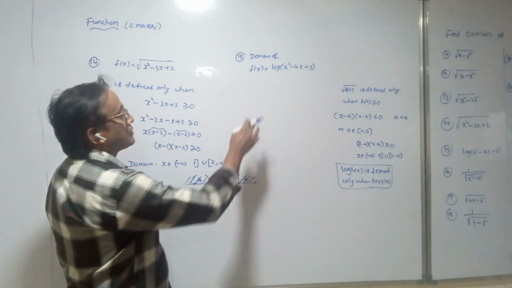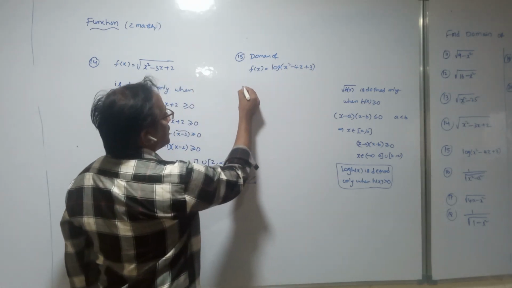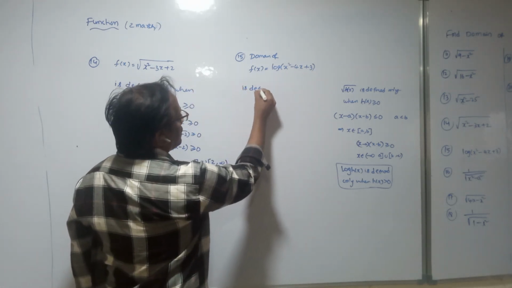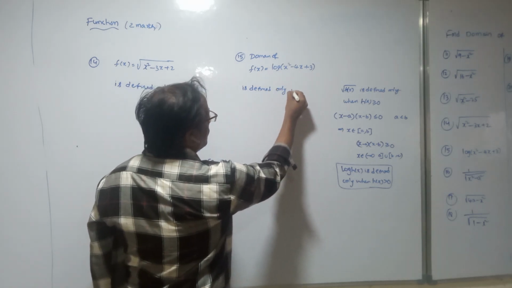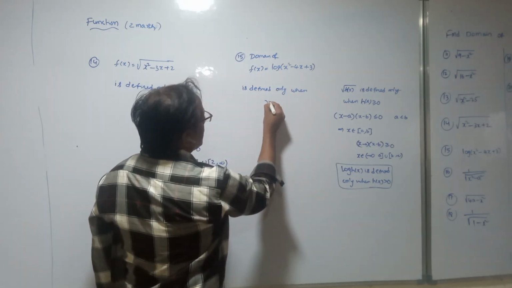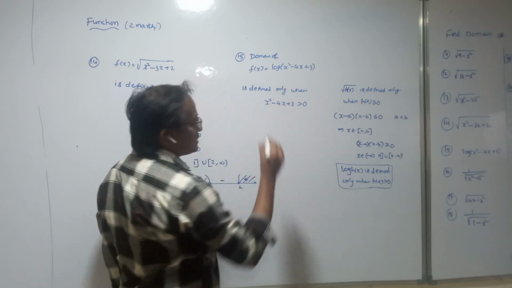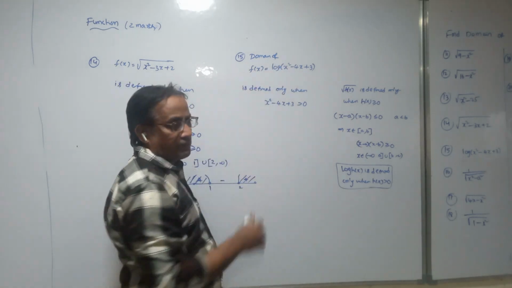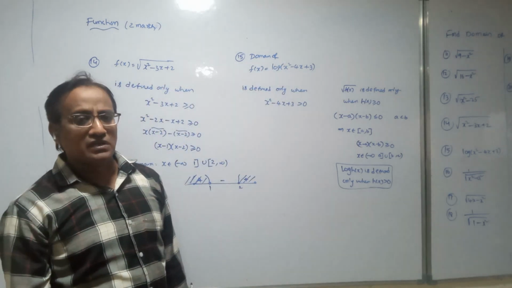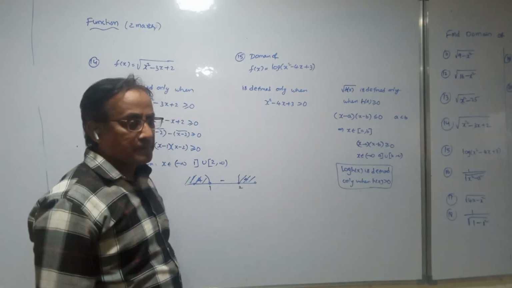Okay. So log of x square minus 4x plus 3 is defined only when x square minus 4x plus 3 is greater than 0. Because log 0 is not defined and logarithm of a negative number is also not defined. So you need to have only positive numbers.